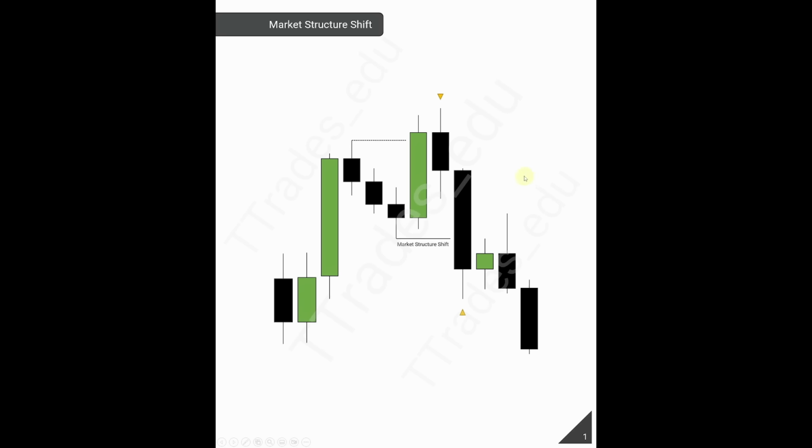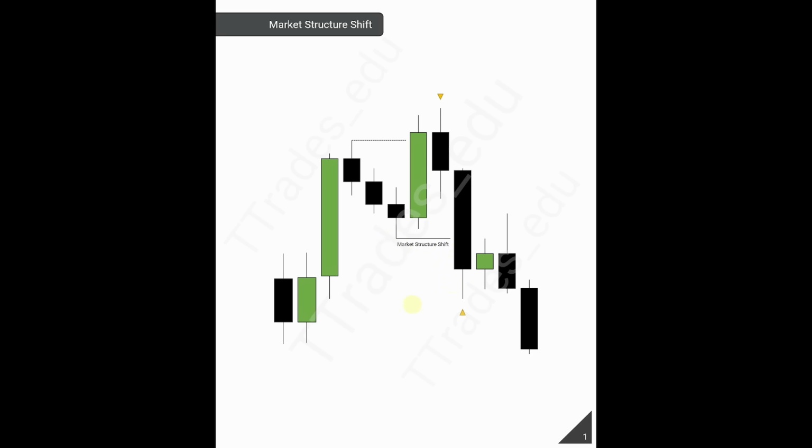But to quickly review, a market structure shift is a change in trend. So it is when we shift from bullish to bearish or from bearish to bullish. Now what it is, is displacement over or below a swing high or swing low. So you can see here, we create a swing low, we sweep liquidity, and then we get displacement and a close below this swing low, shifting structure.